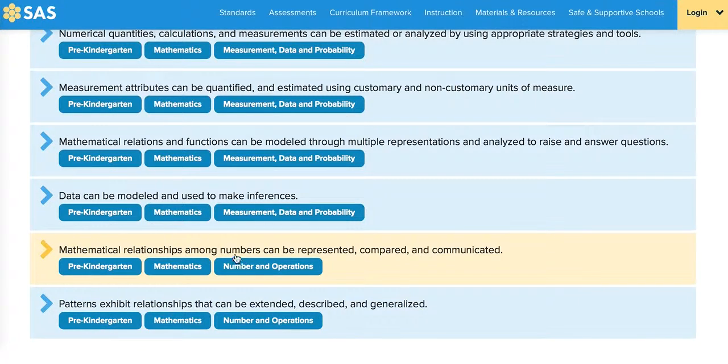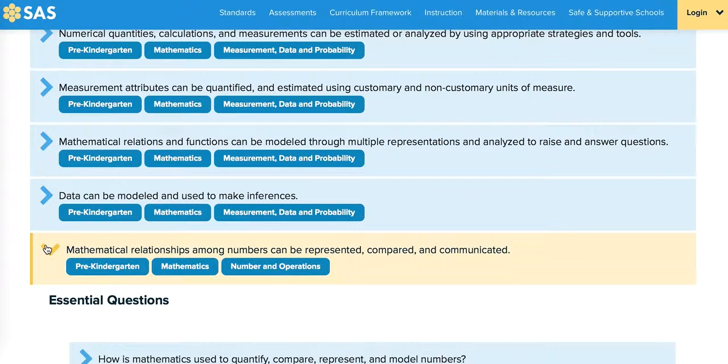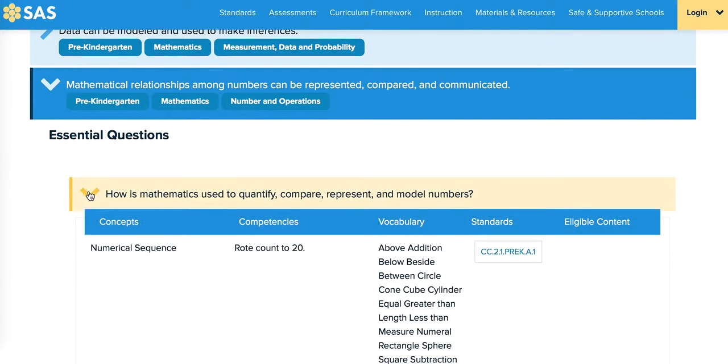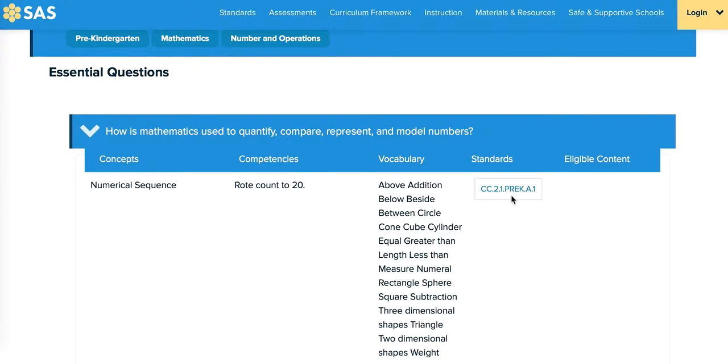So I know that one of these big ideas will relate to my standard. And it's kind of trial and error, but I can see the word compared is right here. So I'm thinking it's probably this one. So what you do is you open it up and it pops down and we get some essential questions. We have how is mathematics used to quantify, compare, represent, and model numbers? How can mathematics support effective communication? I'm thinking this has that word compare in it again, so I'm going to select this one. And I'm going to see if I can find the anchor that I was looking for and also the concept.